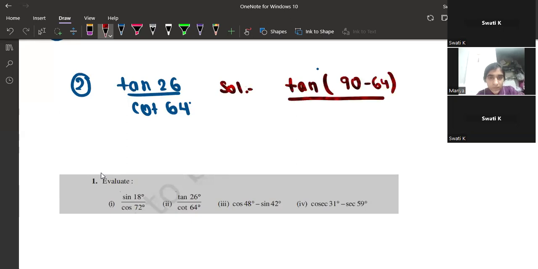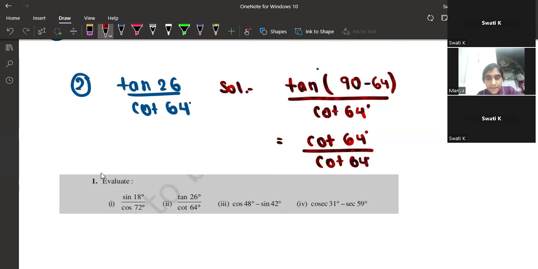only upon cot 64. Now tell me, what is tan 90 minus theta? Cot theta. So this will become cot theta is 64, right? You get it? Yes. Upon cot 64. What's the answer? 1. That's the answer.